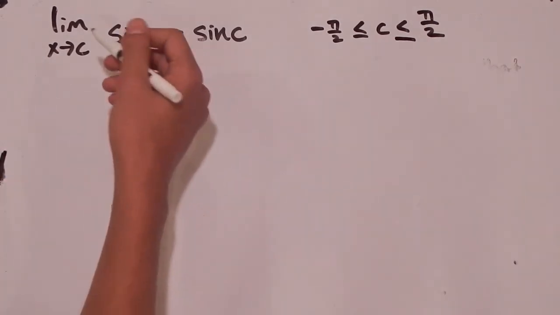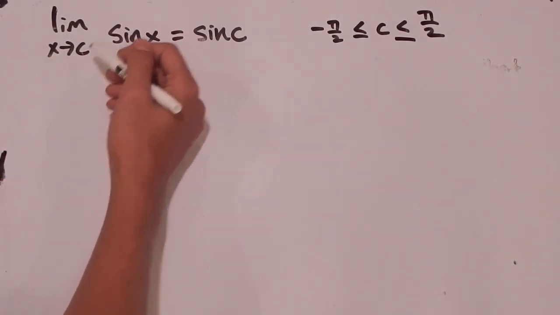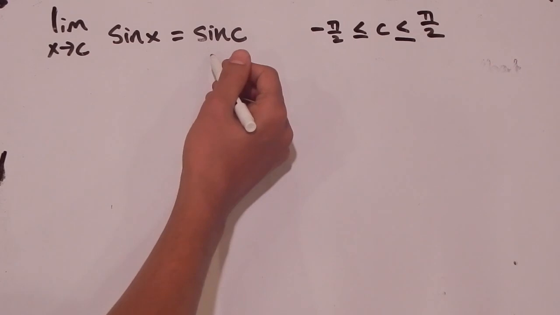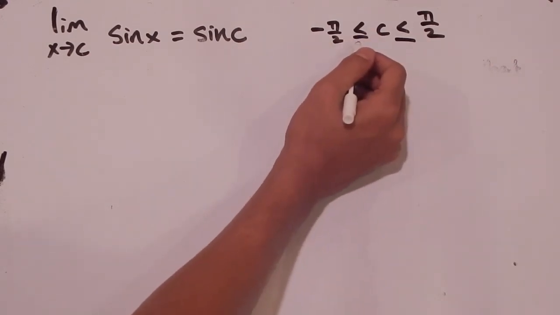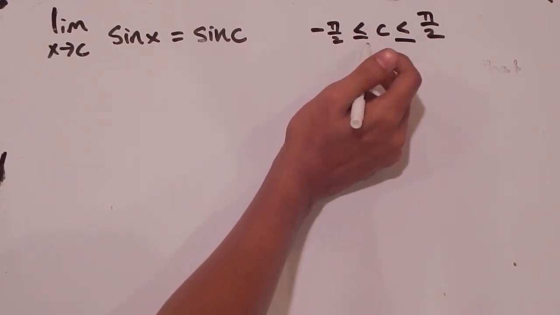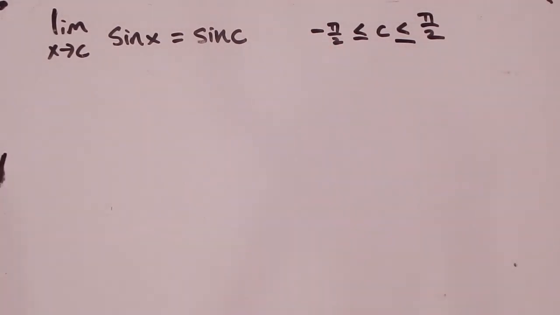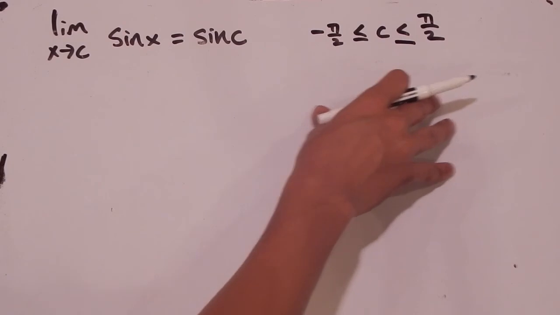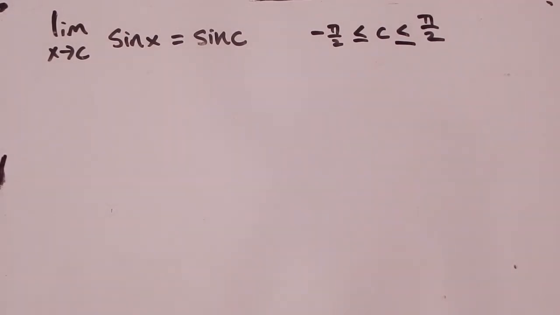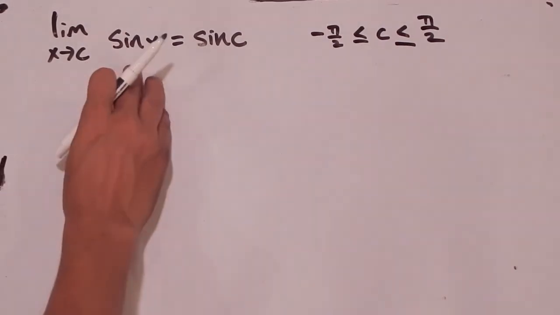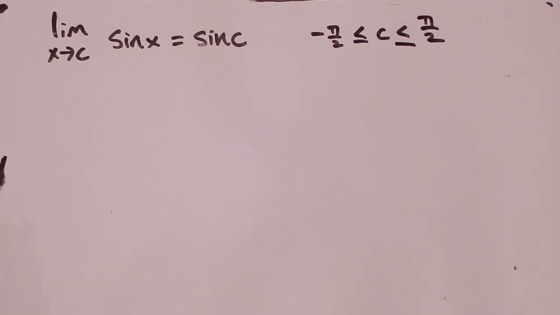So now we've managed to show that the limit as x approaches c of sine of x does in fact equal sine of c for c values greater than or equal to negative pi over 2 and less than or equal to pi over 2. What we're going to try and do now is extend this to all c values ranging from -infinity to infinity, or all the values on the domain of sine of x. So how are we going to do that?